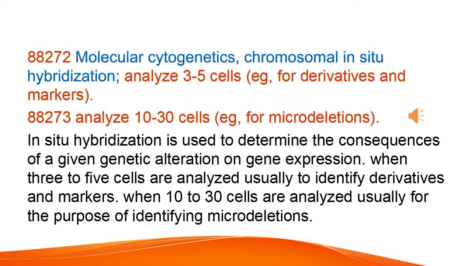Molecular cytogenetics, chromosomal in situ hybridization, analyze 3 to 5 cells, e.g., for derivatives and markers. Analyze 10 to 30 cells, e.g., for microdeletions. In situ hybridization is used to determine the consequences of a given genetic alteration on gene expression. When 3 to 5 cells are analyzed, it is usually to identify derivatives and markers. When 10 to 30 cells are analyzed, it is usually for the purpose of identifying microdeletions.